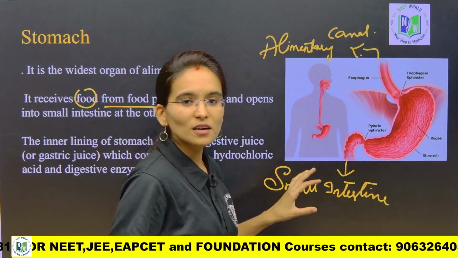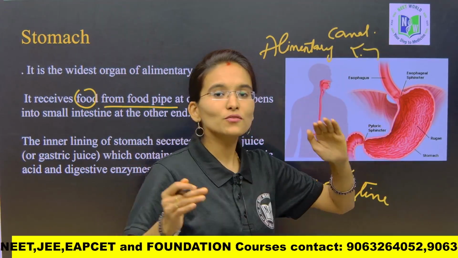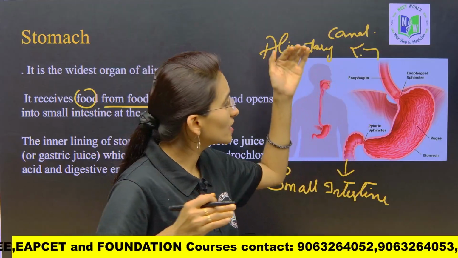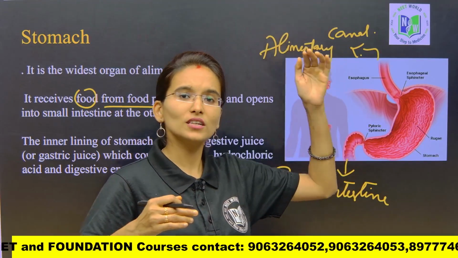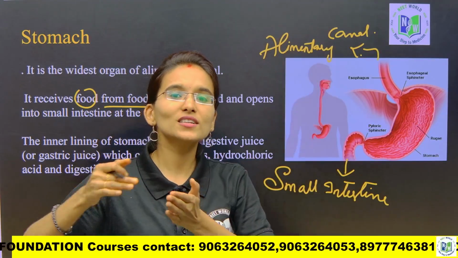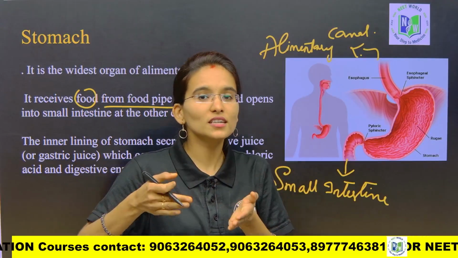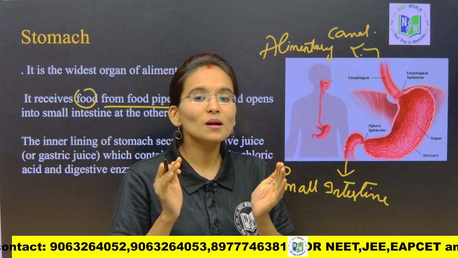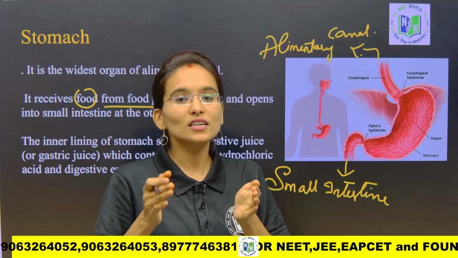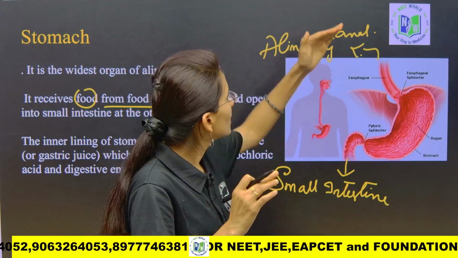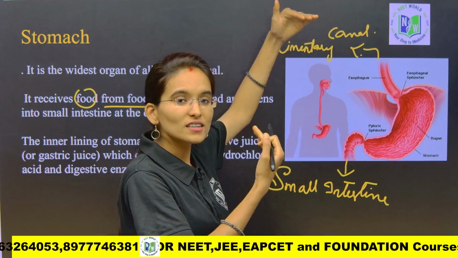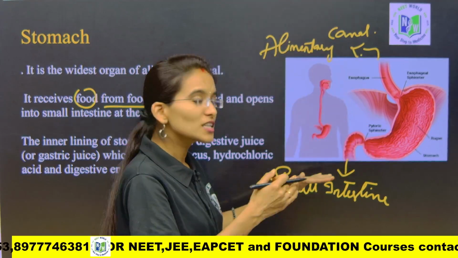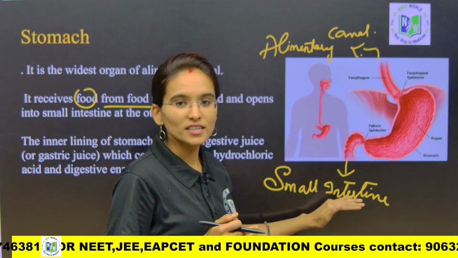Is that clear, my dear students? The process starts at the mouth and buccal cavity, and the esophagus and these are all different compartments of the alimentary canal. The stomach is present in between, in the middle of the alimentary canal, and it ends at the small intestine.